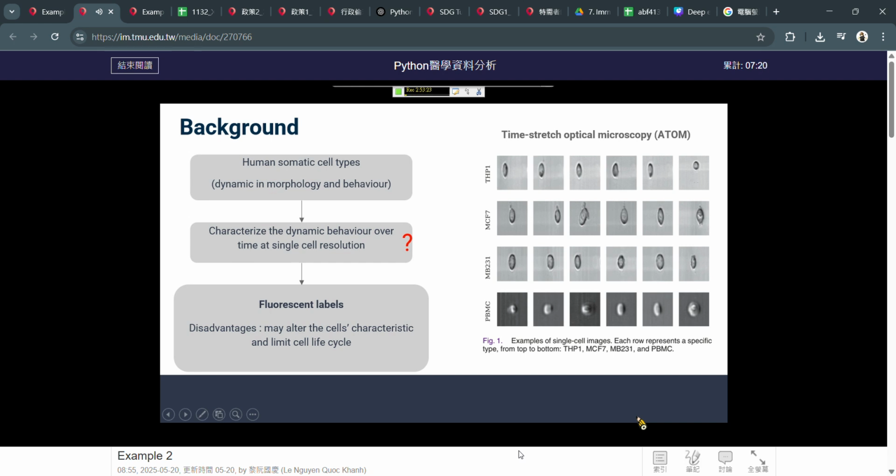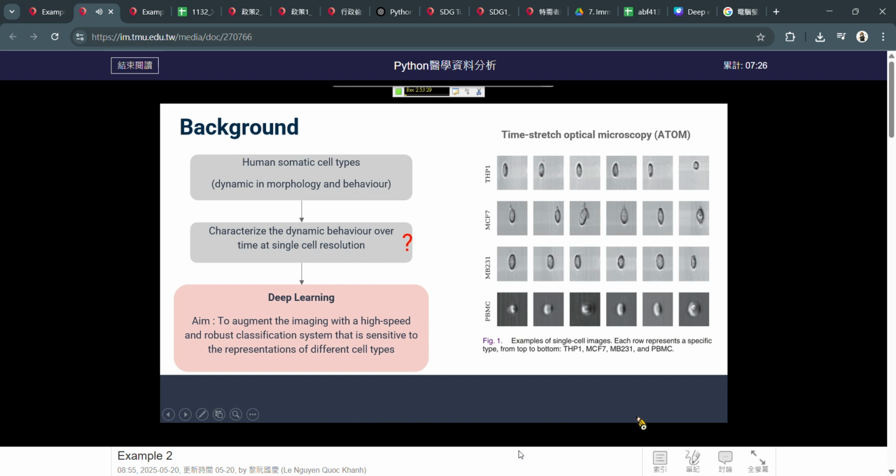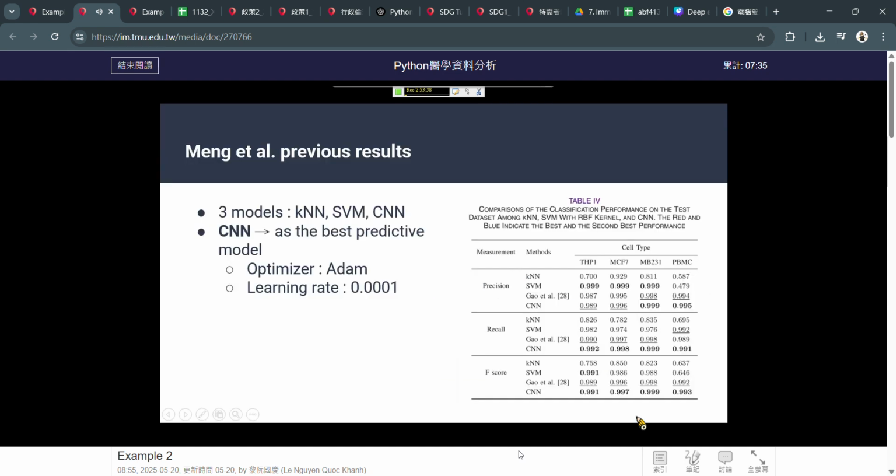In order to do that, they designed a neural network. They use deep learning to augment the imaging with high-speed and robust classification system to represent different cell types. They used three different models: convolutional neural network, k-nearest neighbor, SVM. They used an Adam optimizer, and you can see the metrics here. CNN looks like the best option. It shows the best result for all types of cells.